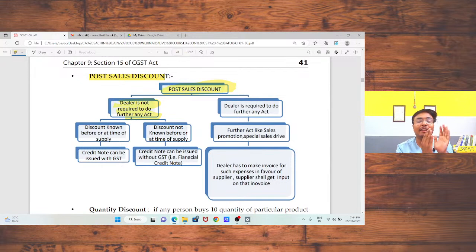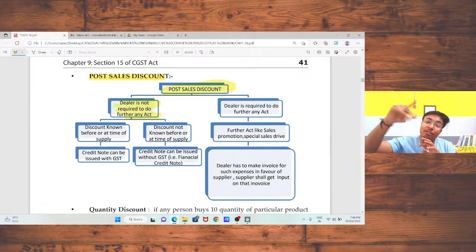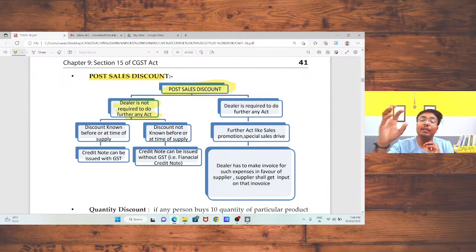But if I had not provided that figure at the time of supply, and I am going to provide that discount post supply, in that case GST should not be adjusted. I need to issue the financial credit note. Another situation: I have made one agreement with my dealer that if you do a particular sales drive or proper advertisement of my product, in that case I will provide you a discount of 5% on the transaction value. In that case, the discount is with a condition, and the condition is that the dealer has to do the advertisement.